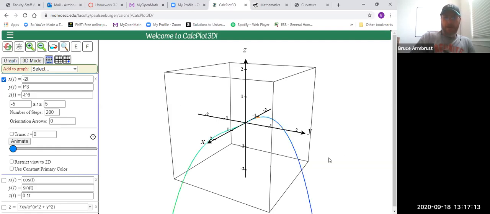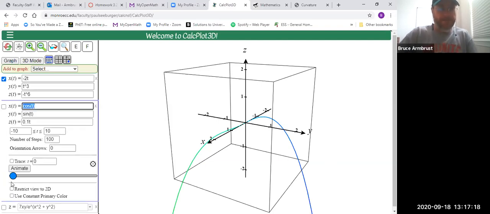Okay, so there's that curve. The other one, we had sine of 3t, sine of minus 3t, and then t. And again, let's go -5 to 5.